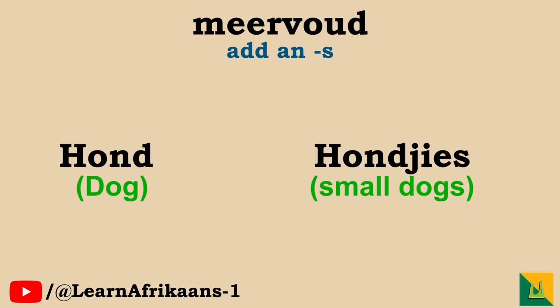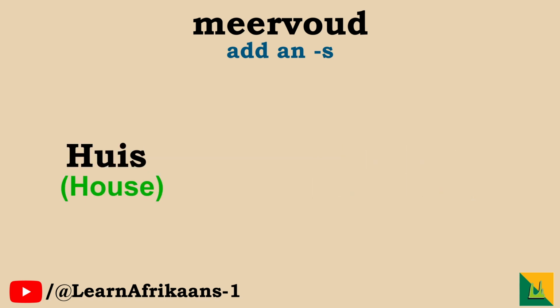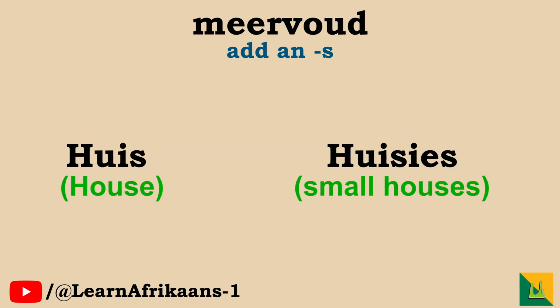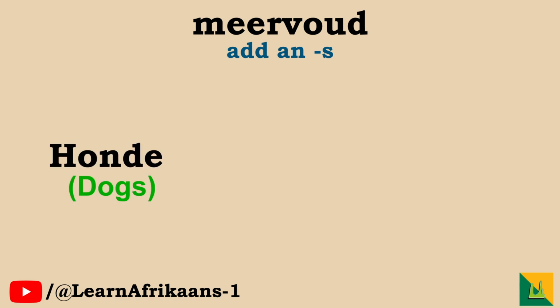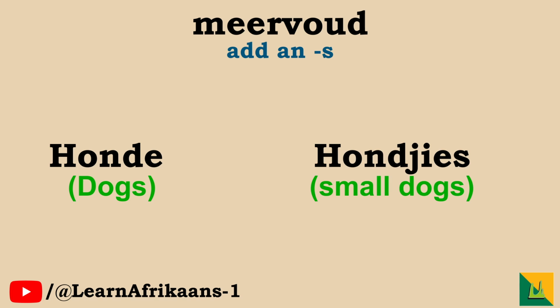Plural, meervoud. The verkleining can also have meervoud. It is very simple. Just take the verkleining form of the word and add an s. Hond, hondjies. Huis, huisies. It is important to know that the normal plural might have a very different suffix than the diminutive plural. Compare honde to hondjies. That is why you should just focus on the root and work from there.